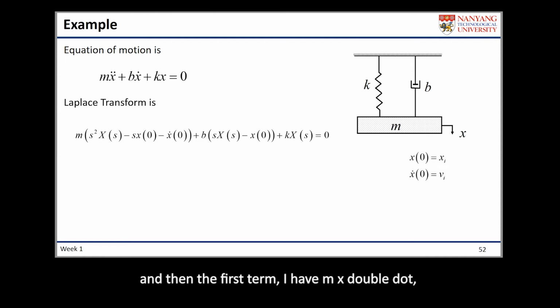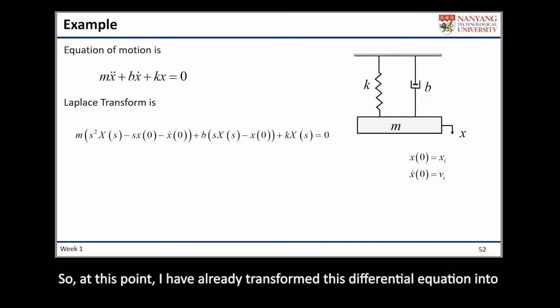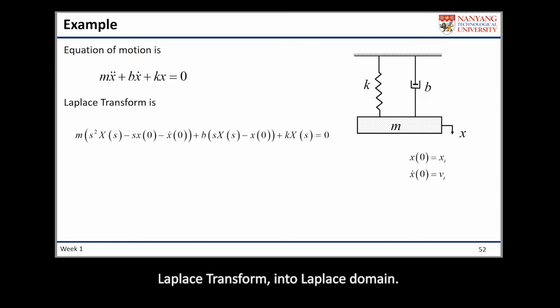And then the first term, I have m x double dot, m times the second derivative of x. Again, using the differentiation property, the Laplace of the second derivative of x will be equal to s squared X(s) minus s x(0) minus the first derivative of x when t is also equal to 0. So at this point, I have already transformed this differential equation into the Laplace domain.